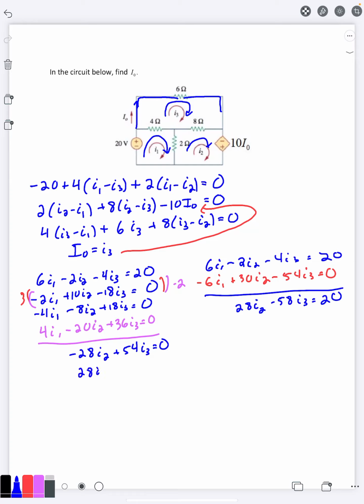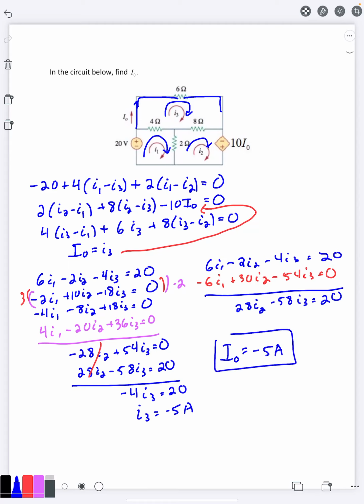So we have 28I2 minus 58I3 is 20. Add down. I2's cancel. We're going to get a negative 4I3 is 20. So I3 is negative 5 amps. But what we're asking for is capital I naught. And we already said capital I naught is the same as I3, so capital I naught is negative 5 amps. And that's your answer.